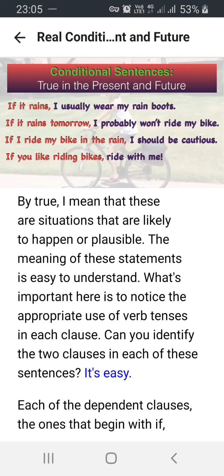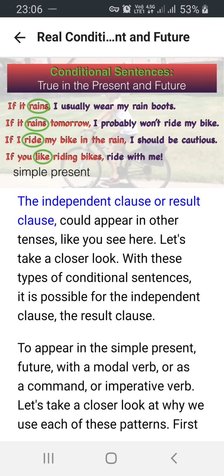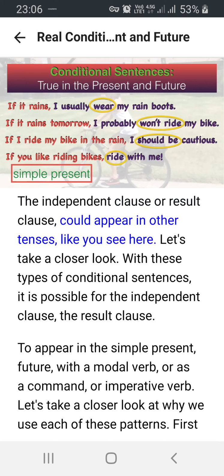It's easy. Each of the dependent clauses, the ones that begin with if, appear in the same verb tense. What verb tense is that? It's the simple present. Now, while the dependent clause in true conditional sentences will always be in the simple present tense, the independent clause or result clause could appear in other tenses, like you see here. Let's take a closer look.